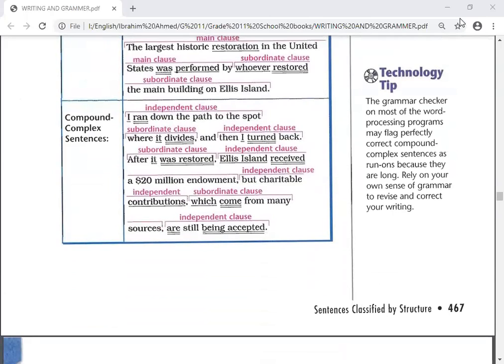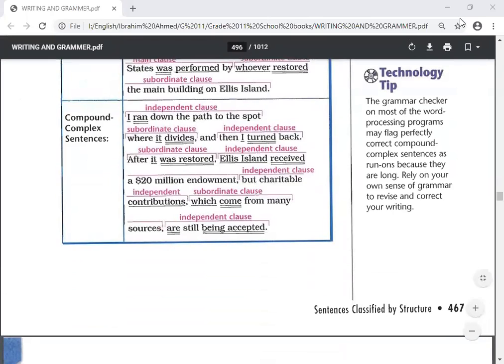If you remember, compound complex sentences need two or more independent clauses and one or more dependent or subordinate clauses. I ran down the path to the spot where it divides. I ran down the path to the spot. This is independent. Beginning with where it divides.